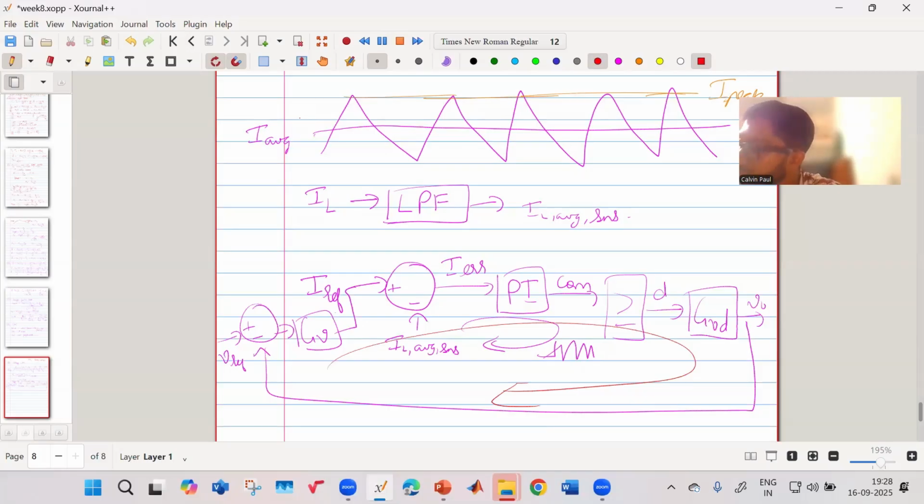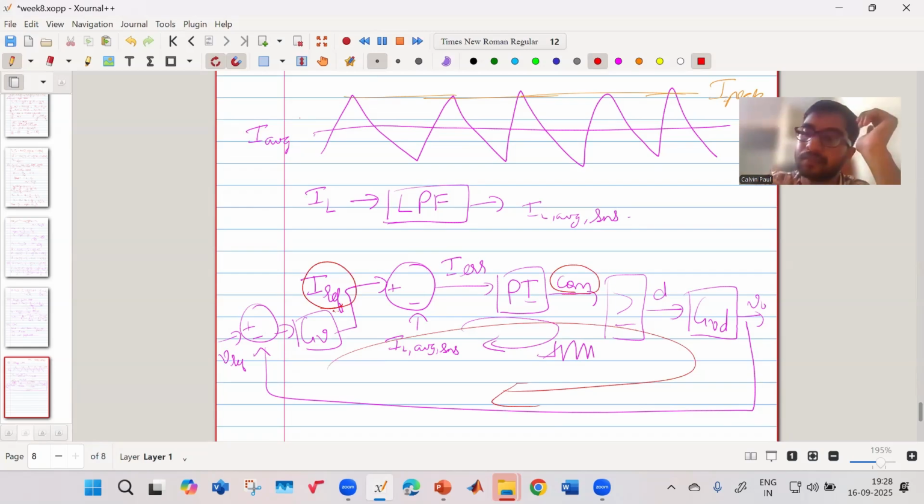So should IREF, which is generated from your outer loop, change fast, or should your command signal, which is generated from your inner loop, change fast? What do you think? Inner loop should be faster. Yeah, inner loop should be faster. Okay, and it should be at least 10 times faster. That's the thumb rule. You want your inner loop to be at least 10 times faster, so that they don't interact.